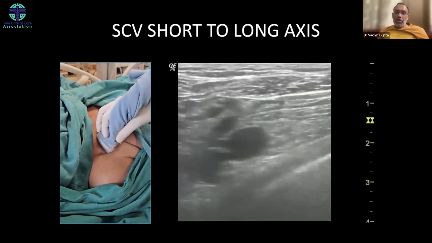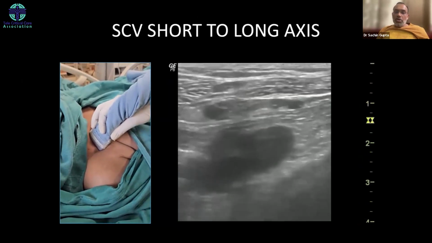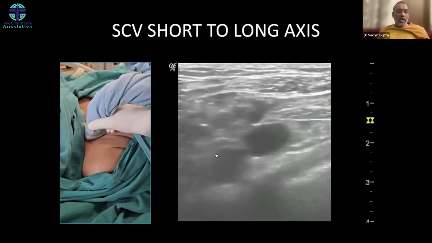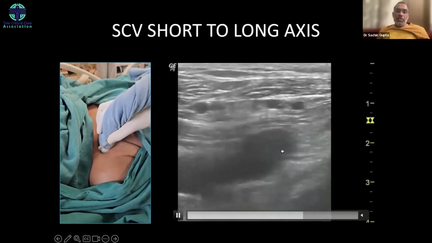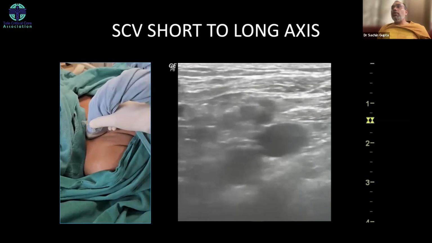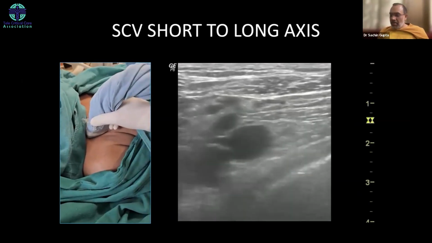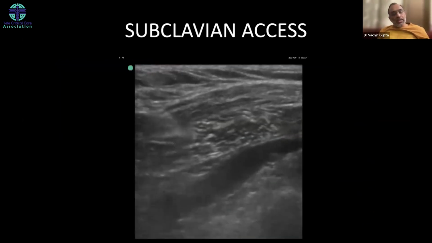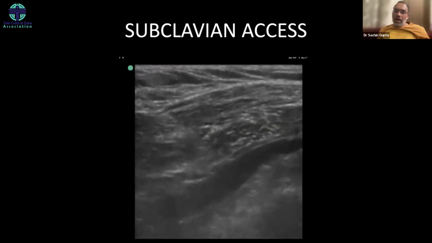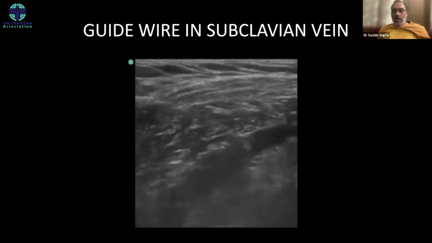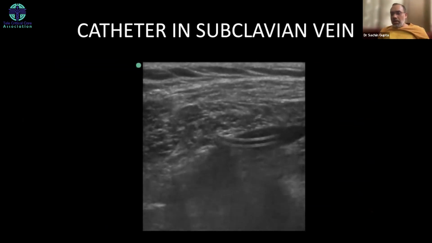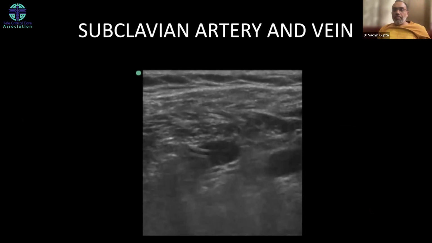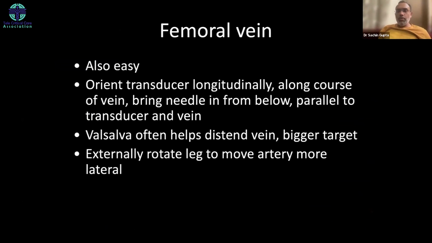If you can appreciate both the videos, we have converted from a transverse or short axis to a long axis where the entire vein is visible as a cylinder. So this is how you convert from a short axis. First, identify where my subclavian vein and the artery are, and then convert it into the long axis. With a similar technique, you put the needle and you see the entire shaft of the needle, then you put the guide wire and complete the procedure. This is the central line visible there. And we can also visualize this in short axis. We have differentiated what is the artery and what is the vein.